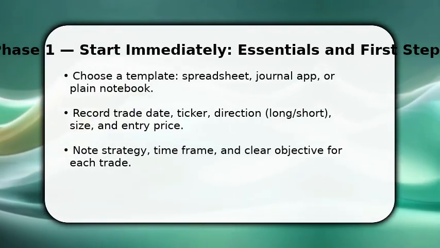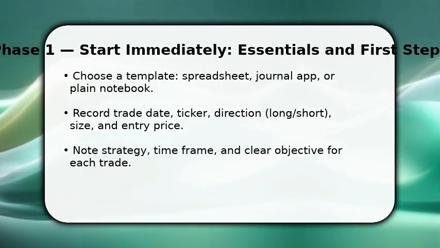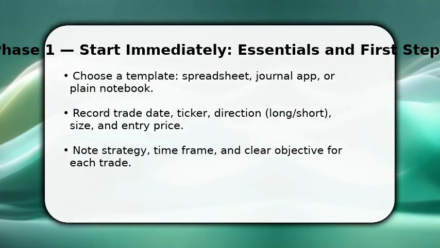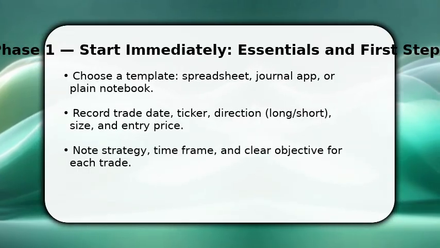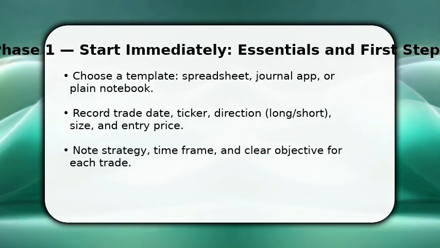Also write a short objective: scalp, swing, or position. Once done, save a single row template to reuse. This reduces friction and keeps you trading, not formatting.